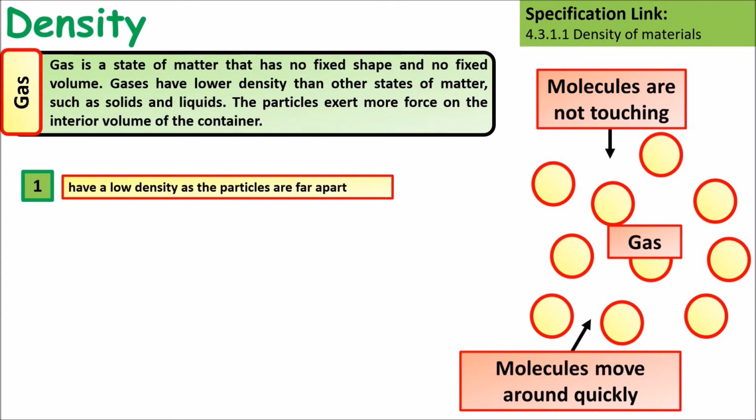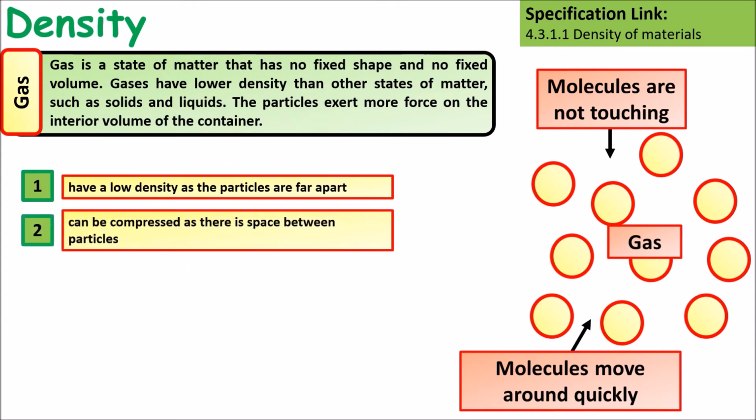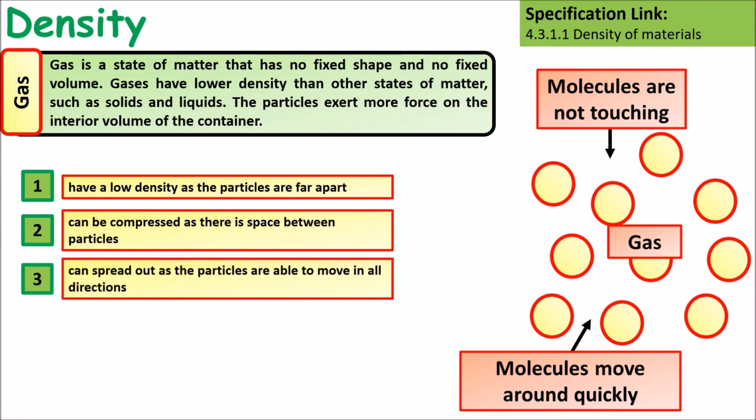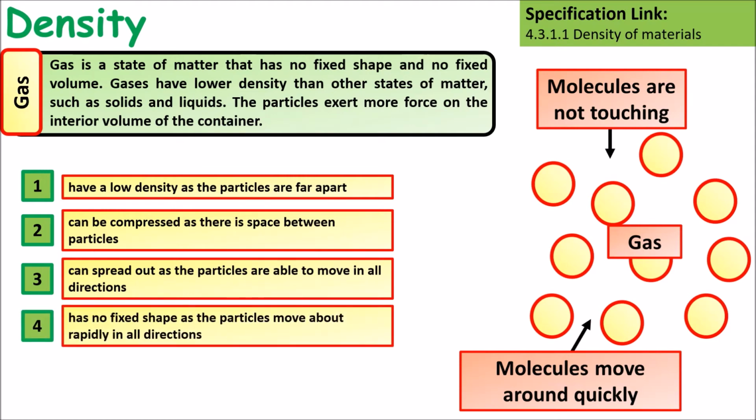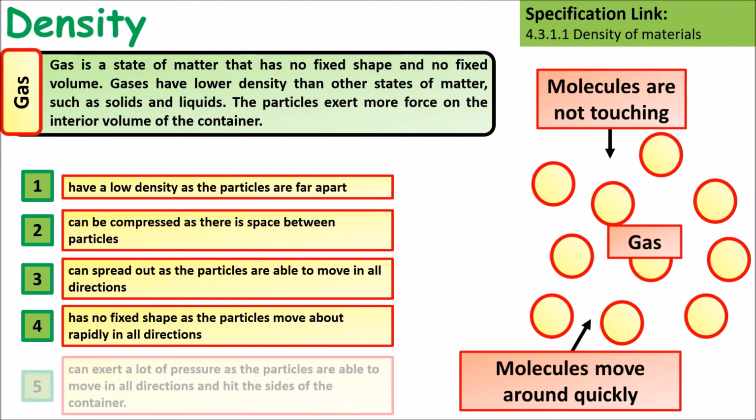Finally, if we look at gases, they have a low density as the particles are quite far apart. They can be compressed because there's space between the particles. They can spread out and move in all directions, so can diffuse. They have no fixed shape and move rapidly in all directions. And they can exert a lot of pressure as particles are able to move in all directions and hit the sides of the container.